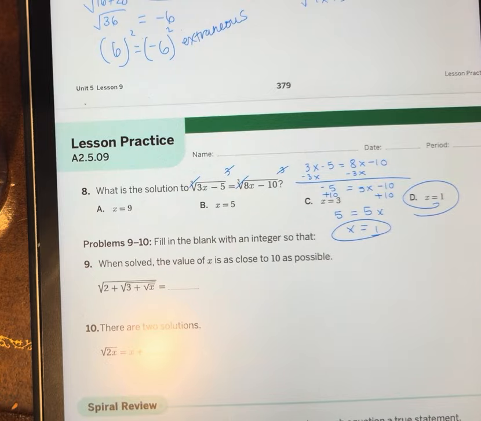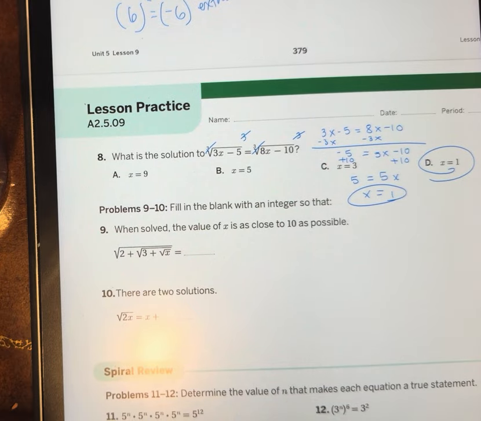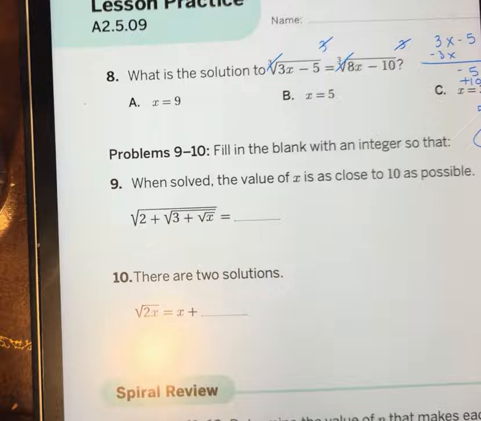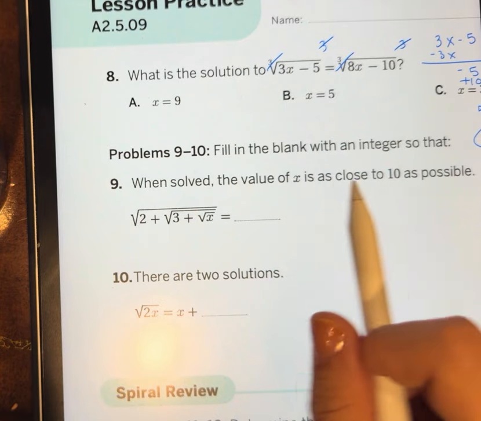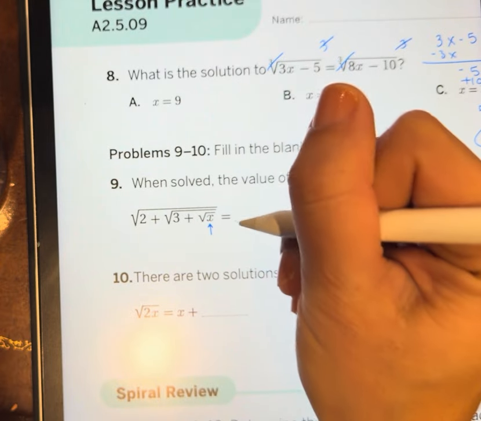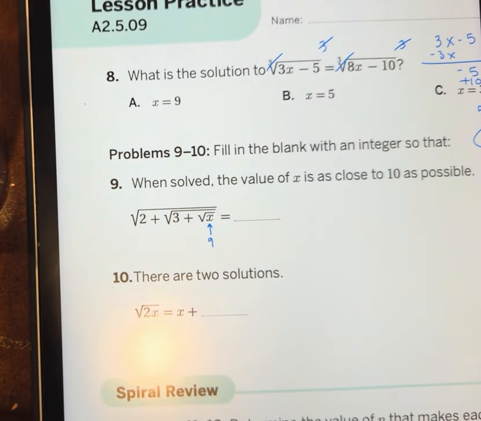This one. Fill in the blank with an integer so that when solved, the value of x is as close to 10 as possible. Okay, I like it. I don't quite know what this is about, but they want x to be as close to 10 as possible. So I'm going to plug in like a 9 for x.